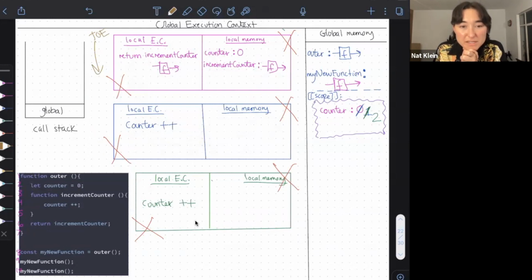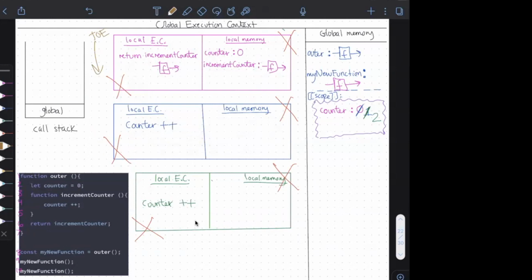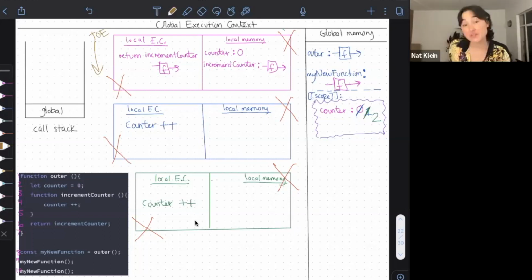So the first one I saw was Wilton. Yeah. So I just had a question about closures. So in my new function, when it's looking for counter, does it first look in local memory before it looks in the closure, or does it look in the closure first, or how does that work? Good question. Yeah, what's the order?